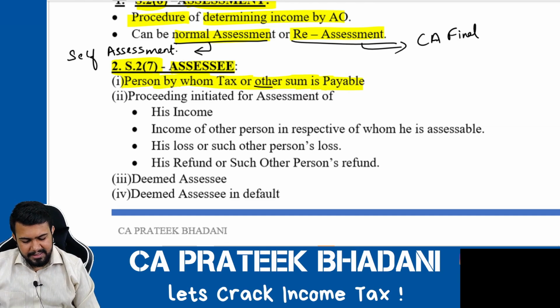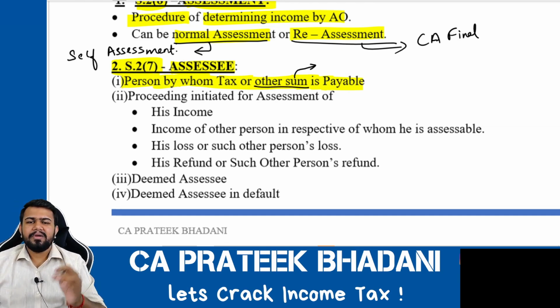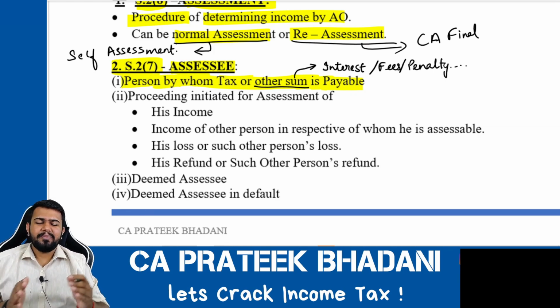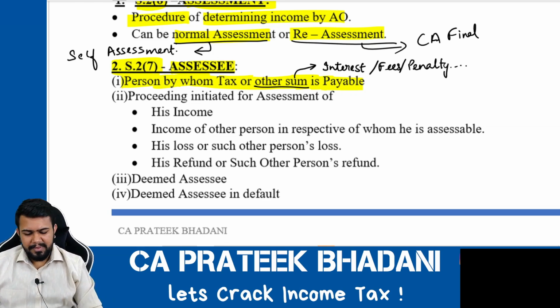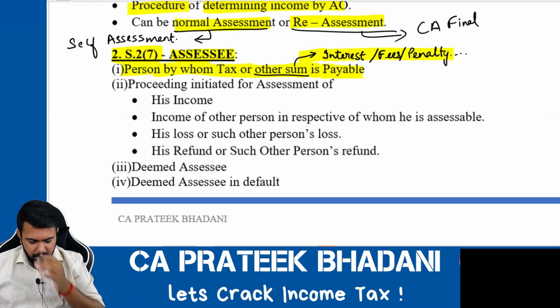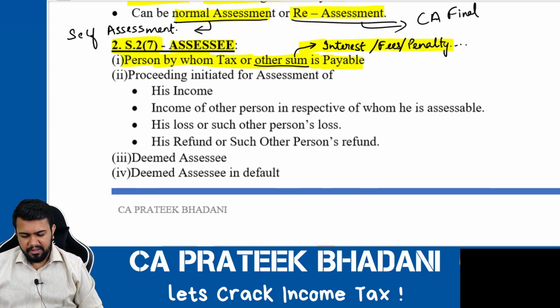Now what is this other sum? Other sum can be any other amount that is payable as per the Income Tax Act. Any other amount includes interest, okay, it includes fees, it includes penalty, etc., etc. And all these terms, as and when we progress in the course, we are going to know about the meaning of all these terms. But for now, you know that if any amount is payable by a person as per the income tax law, then that person is called assessee. Okay, next, whom and all else are covered in the definition of assessee? Let us see.